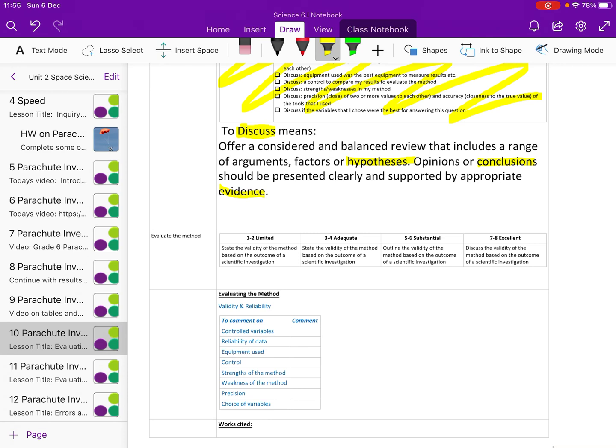And again, as always, here you can see what's needed to get up to an 8 out of 8. If you simply state things, if you just say this variable was good, then that's only going to get you a 1, 2, or a 3, 4. Annoyingly, they're the same thing. Outline means to state something and then sort of say a little bit more. Discuss means to give both sides of it and then sort of come to a conclusion.